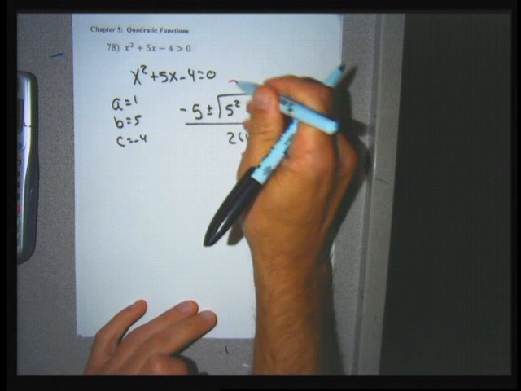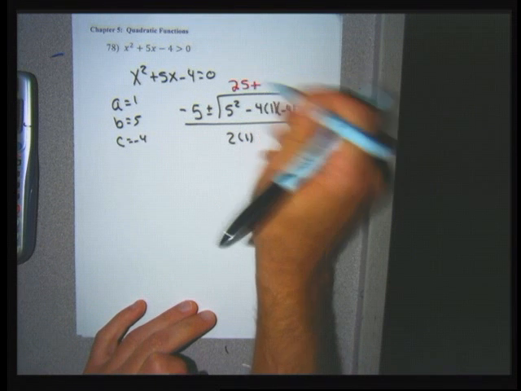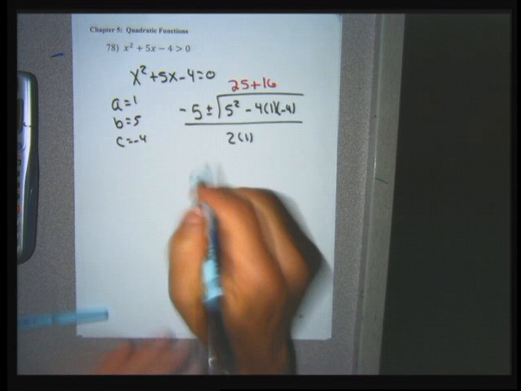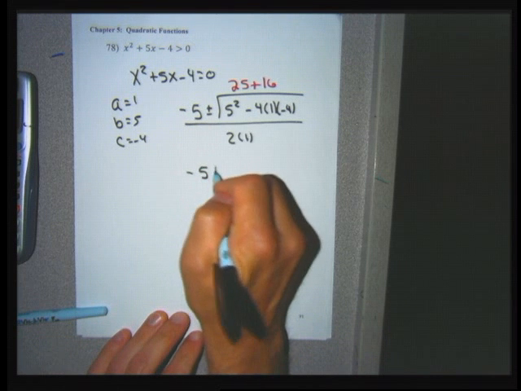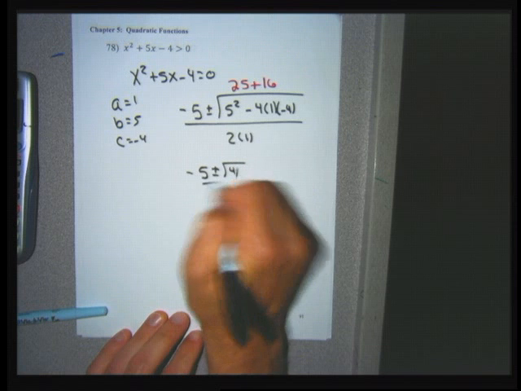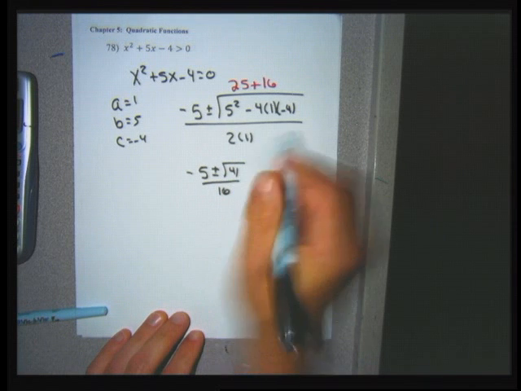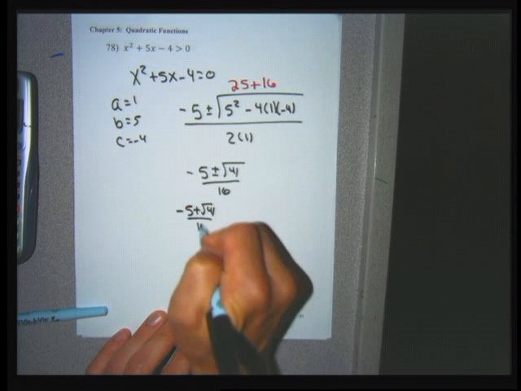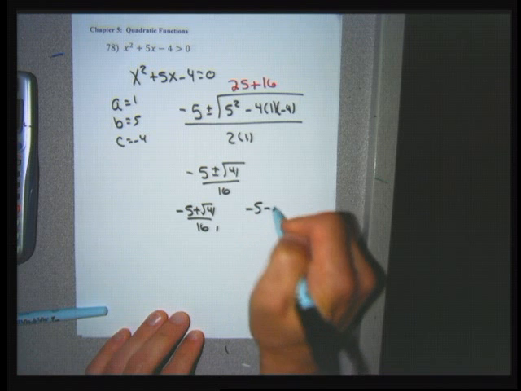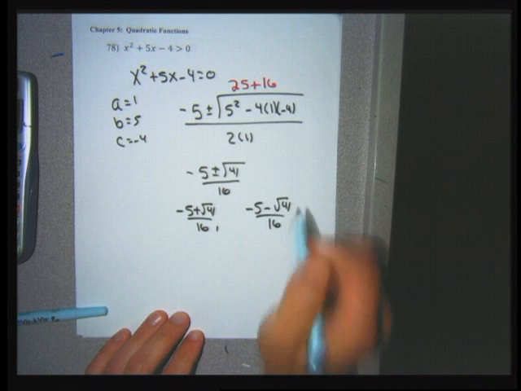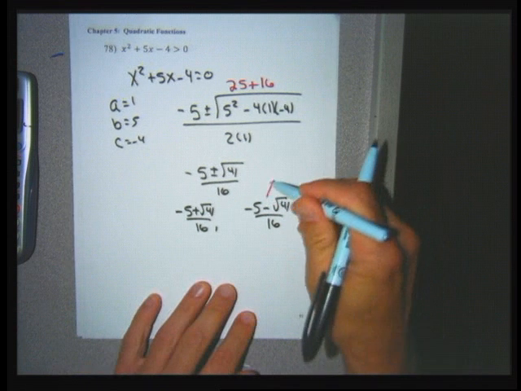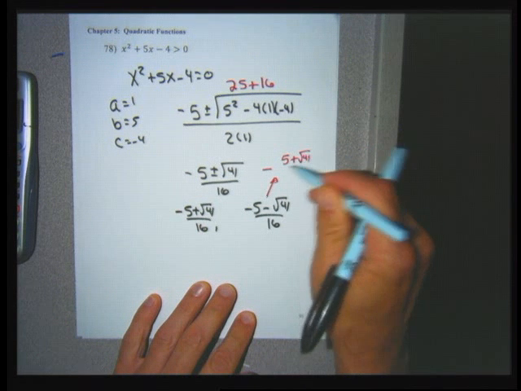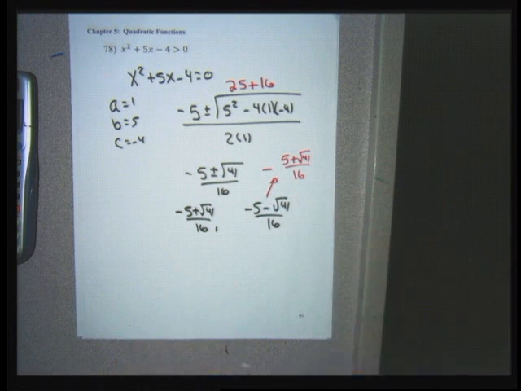Under the radical, 5 squared is 25, and in the multiplying you get a double negative, which gives me a 16, which gives me a 41 under the radical. I get -5 plus or minus the square root of 41 over 16, which is -5 plus the square root of 41 over 16, and -5 minus the square root of 41 over 16. My calculator, when it does this one, gives me this. It goes -5 plus the square root of 41 over 16. It kind of factors the negative out of the numerator.